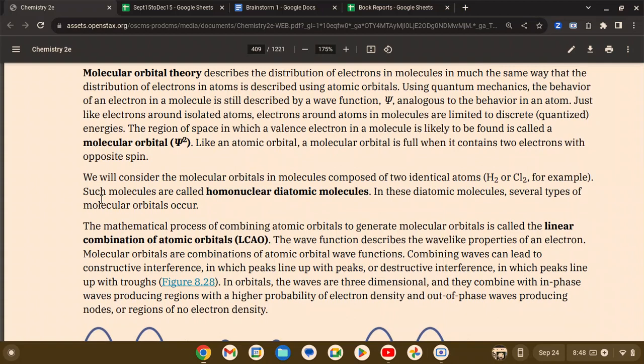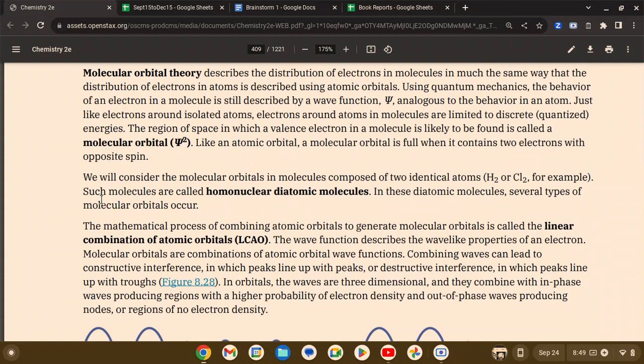Using quantum mechanics, the behavior of an electron in a molecule is still described by a wave function psi, analogous to the behavior in an atom. Just like electrons around isolated atoms, electrons around atoms in molecules are limited to discrete quantized energies. The region of space in which a valence electron in a molecule is likely to be found is called a molecular orbital, or psi squared. Like an atomic orbital, a molecular orbital is full when it contains 2 electrons with opposite spin.